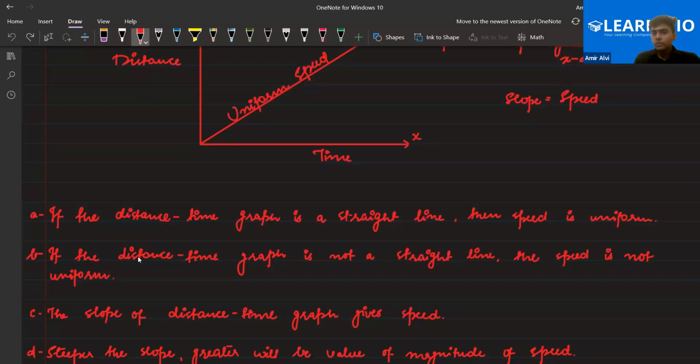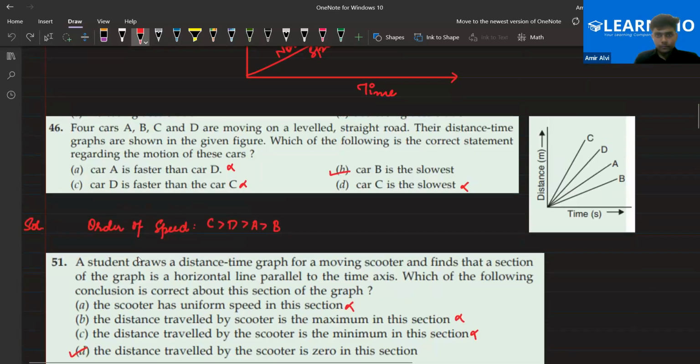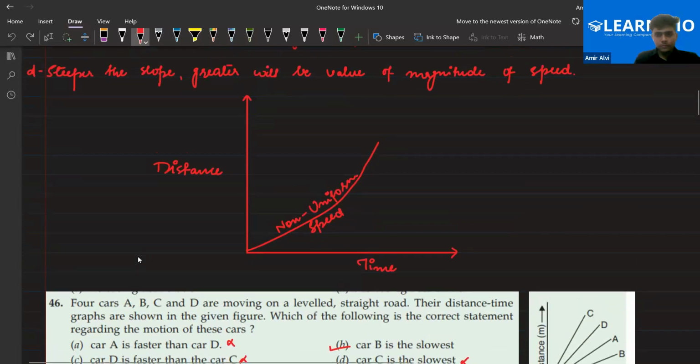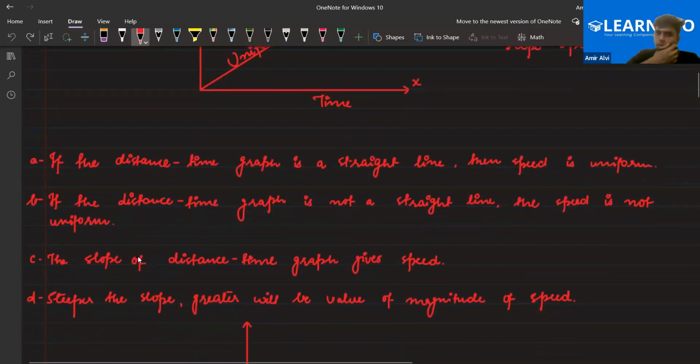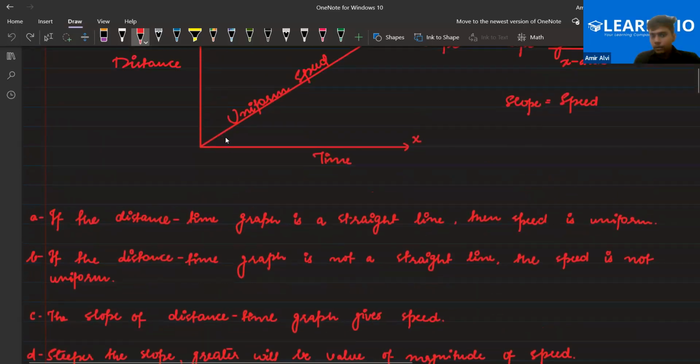Am I right, everyone? Okay, the next thing is that the slope of the distance-time graph gives speed, and the steeper the slope, the greater will be the magnitude of speed. It means that the more the angle, the more it is inclined to the time axis, the greater will be the value of the speed. Is this clear to all of you?